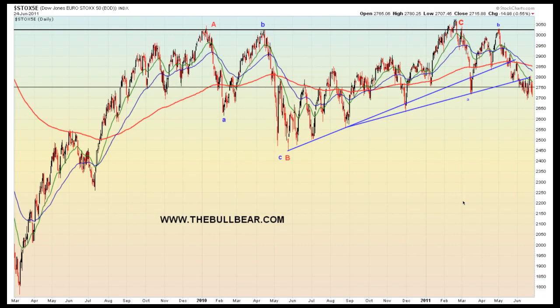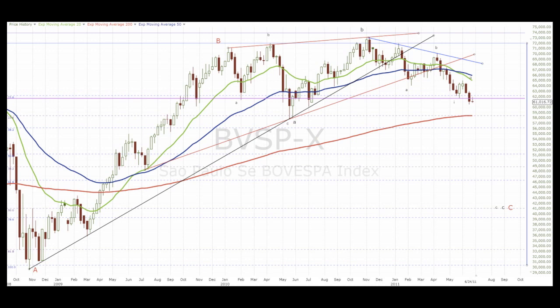Same thing for the Euro Stoxx 50, the European big cap index, closed down in here, broke support below its moving averages. Now you've got the 50-day moving average crossing below the 200-day moving average for a bearish cross. This is coming as it's breaking down below major support. You have the Bovespa, which is Brazil. Again, this is supposed to be one of the leading economies in the world, one of the economies that is going to help us grow out of this recession, and it has broken support, as you can see.